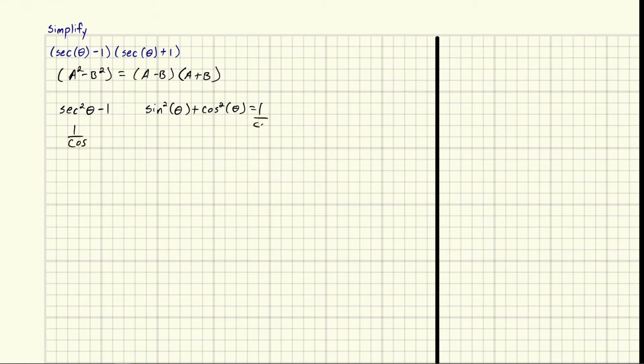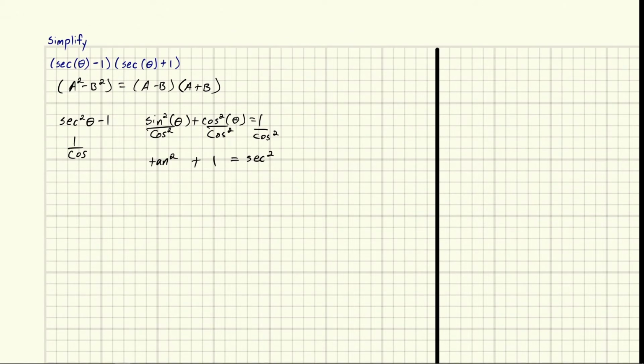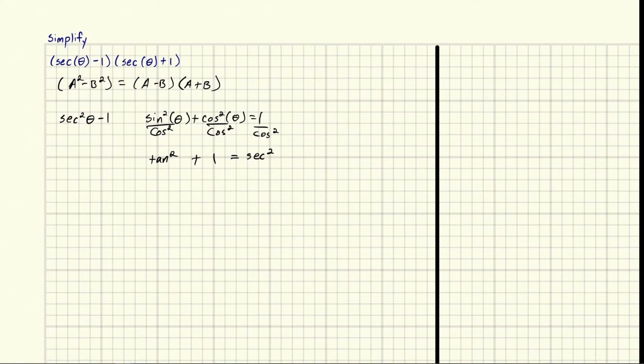So if we divide everything by cosine squared, and I should be writing thetas, but I'm just doing this really quickly for demonstration. We're going to get right here a tangent squared, this is a 1, this is a plus, and this is a secant squared. So this looks very similar to this. The only thing we're missing here is we need a minus 1.